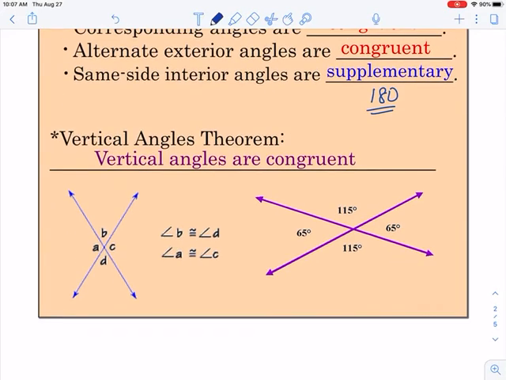Okay, and then the other type of angle that's going to come up in here is vertical angles. The thing that's special about vertical angles is that they are congruent. So if we look at our picture on the left, angle B and angle D are vertical angles, so they're going to be congruent, and angle A and angle C are vertical angles, so they're going to be congruent. On the right-hand side, with some numbers in the picture, you can see that these two angles are vertical and that they're both 65 degrees, and these two angles are vertical and they're both 115 degrees.